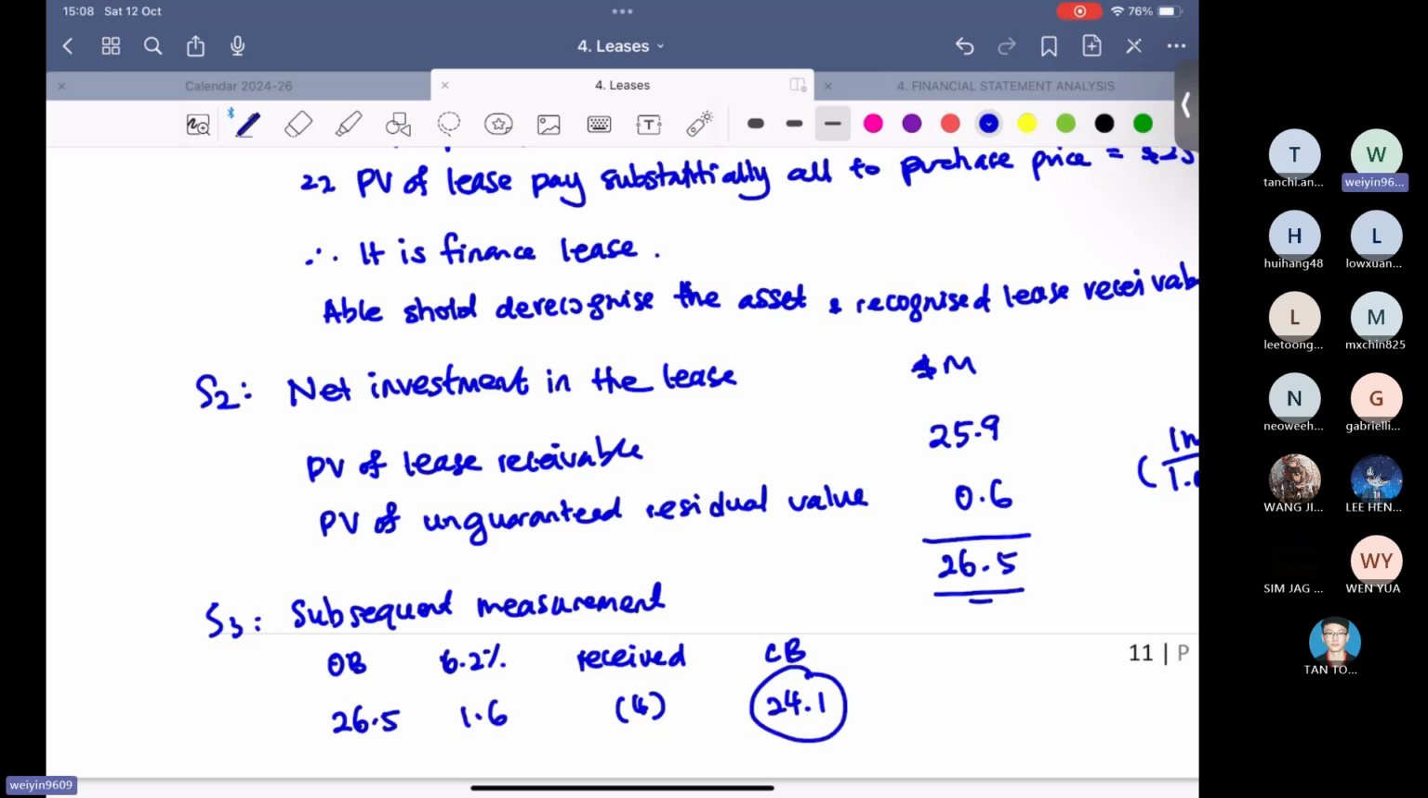So this is the amount that you're going to recognize as the asset in the SOFP. This is the amount in the SOPL as finance income. Okay.